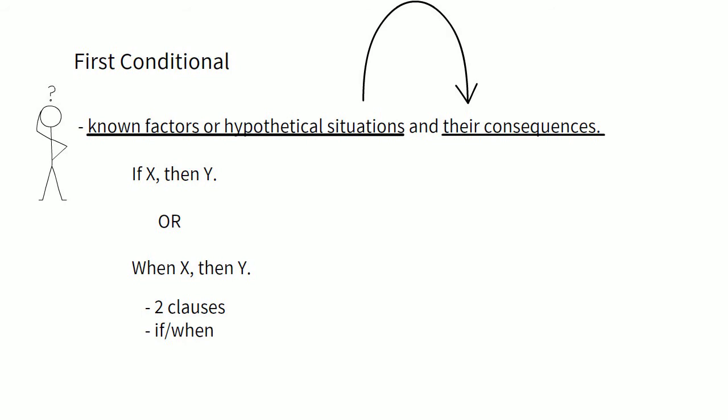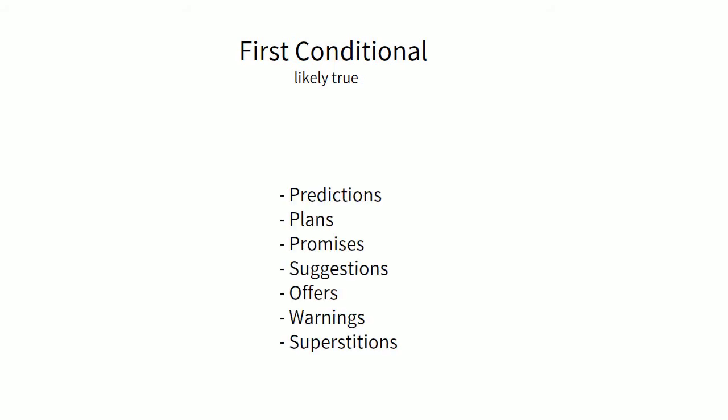Let's look at the first conditional specifically. The first conditional, or the probable conditional, are sentences that are likely to be true. We most commonly use the first conditional to talk about predictions, plans, promises, suggestions, offers, warnings, and superstitions.